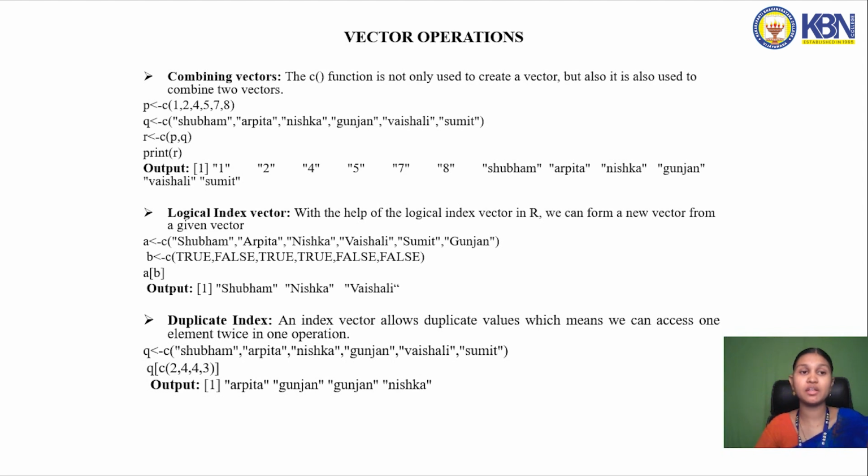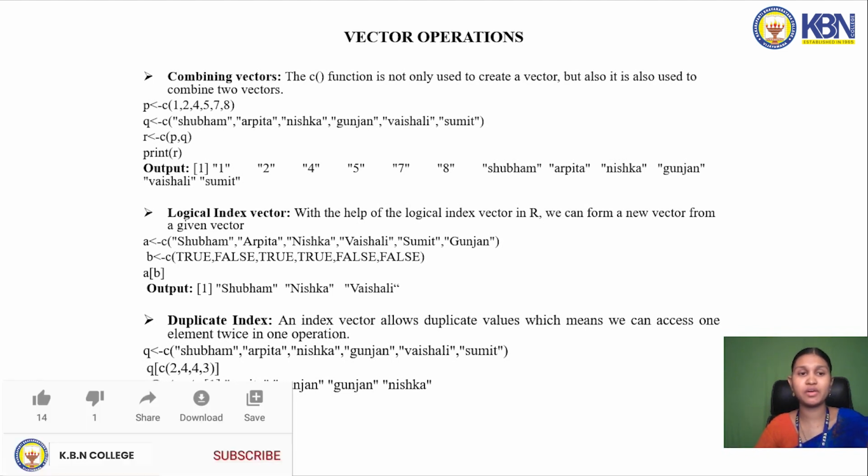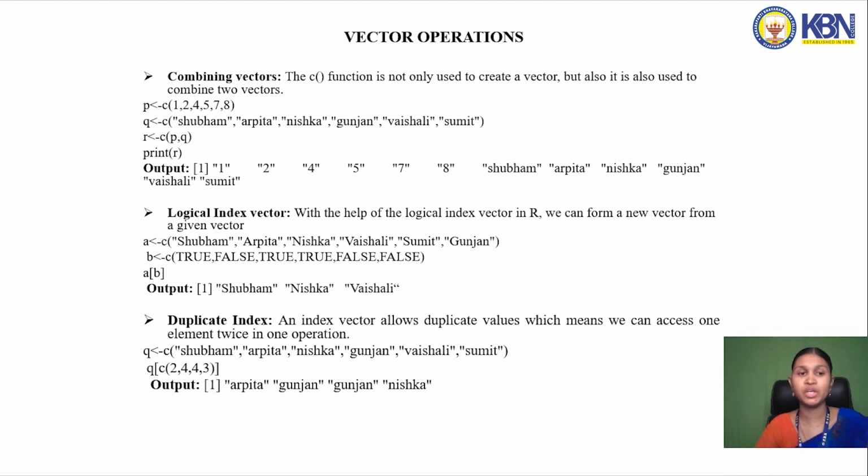I am taking another variable, that is r, and finally we get the output. What is a logical index? Previously I discussed the logical data type, where the result will be true or false, and you compare these values, also Boolean values only, that is true and false. Let us see here a and b, two variables. I have a logical index vector. Here Shubham is true and Arpita is false. Nishak is true and Vaishali. Wherever true is present, the names will be presented.